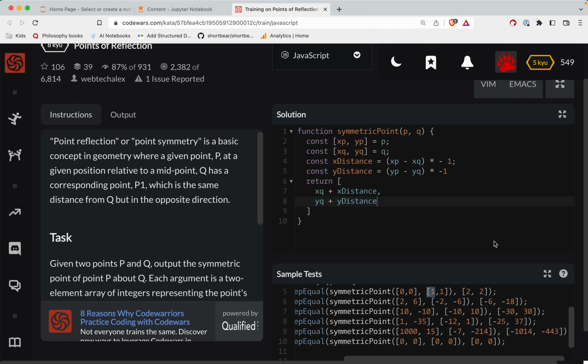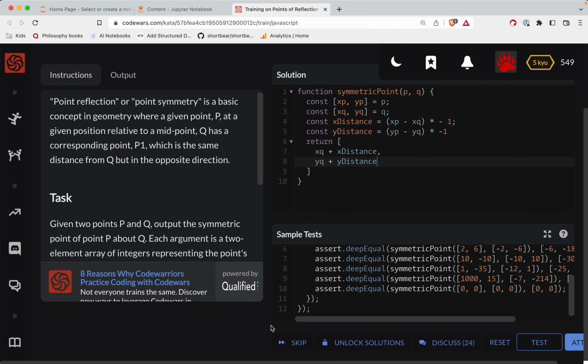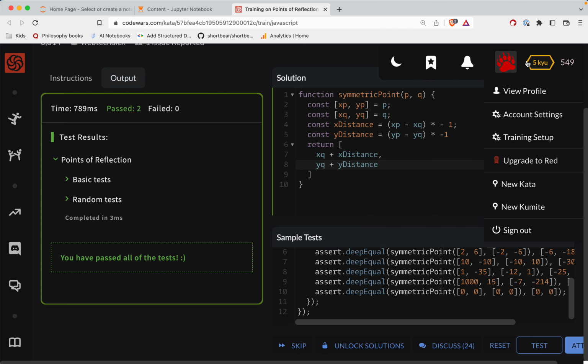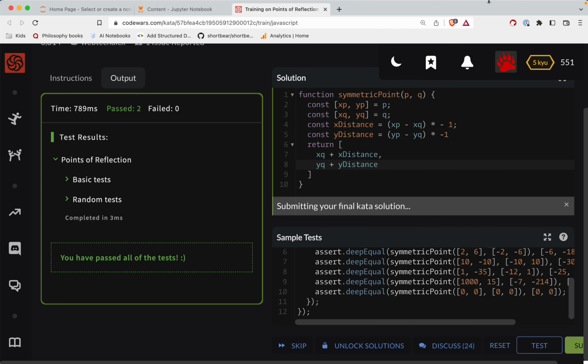Okay. Let's see if this works. Cross your fingers. Oh my gosh, first try. Look at that. Look at that. It's going to be a good day, y'all.